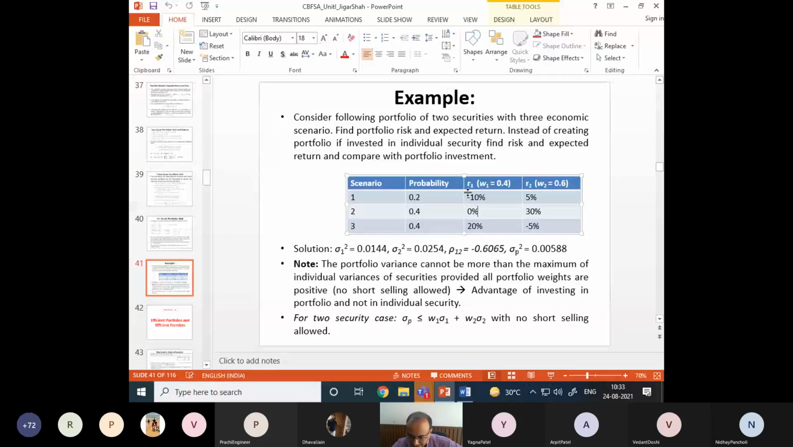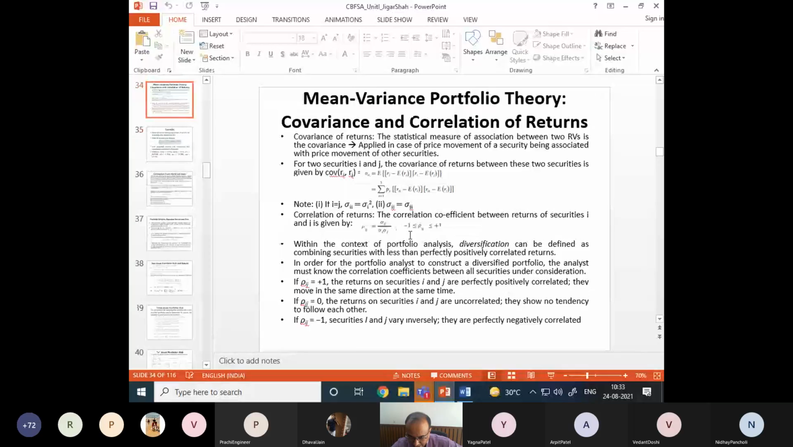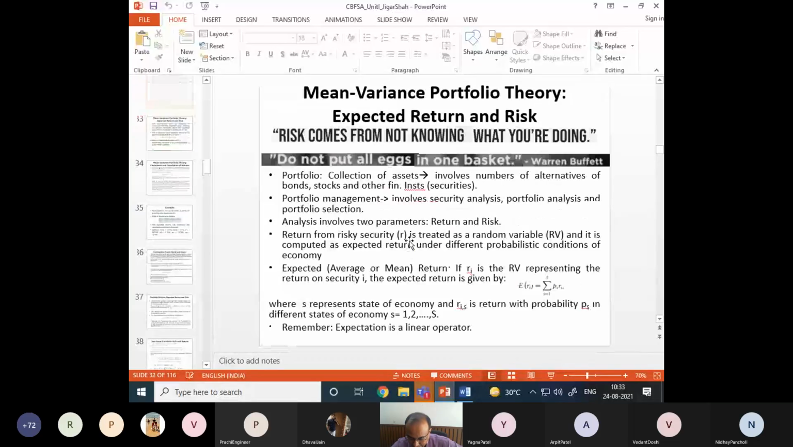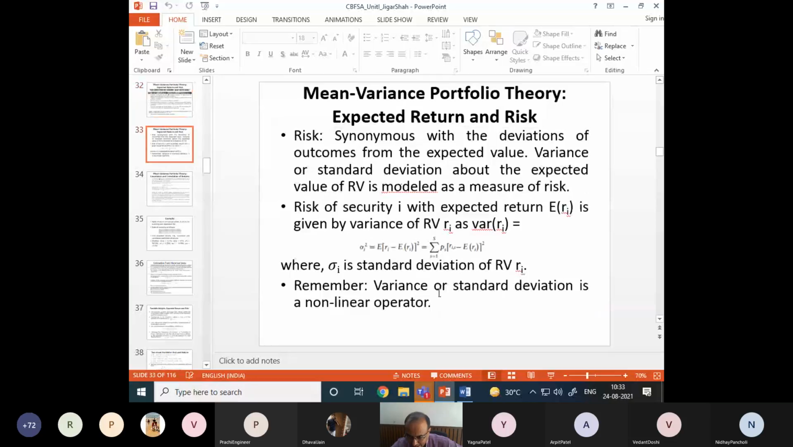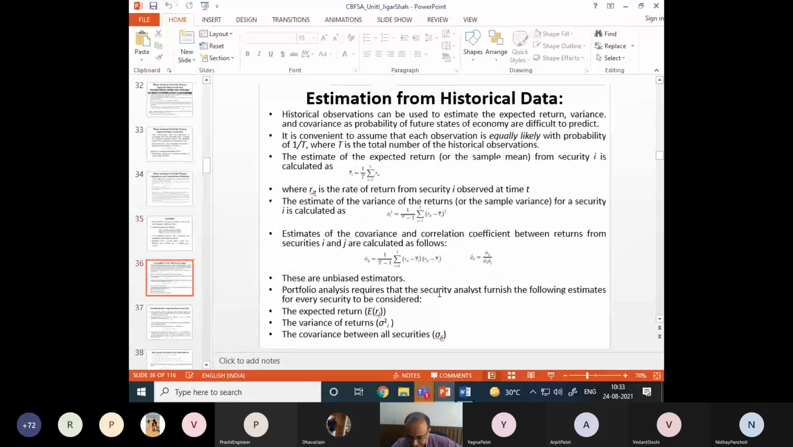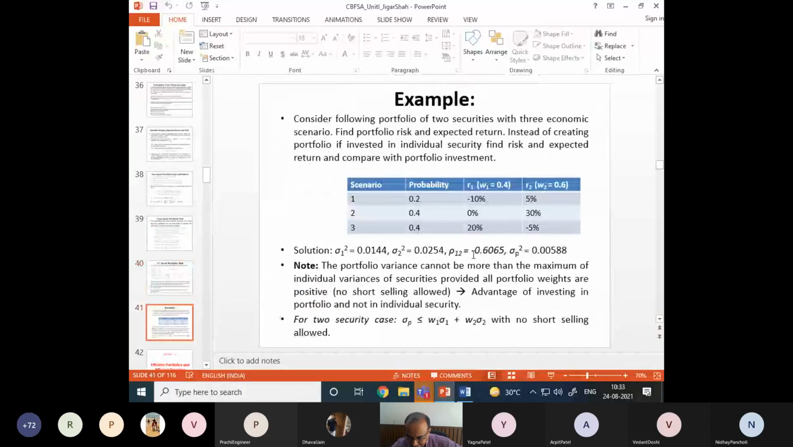First, you can find the expected value of R1, E of R1. How can we find E of R1? We have three different probability conditions, and because probabilities are known, you can use this formula: sigma s equal to 1 to 3, because three scenarios are there, P s into R 1 s, where the return of security 1 under the three different scenarios is given to you. So you can determine that first.